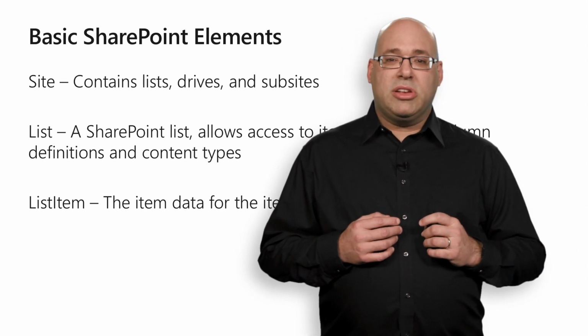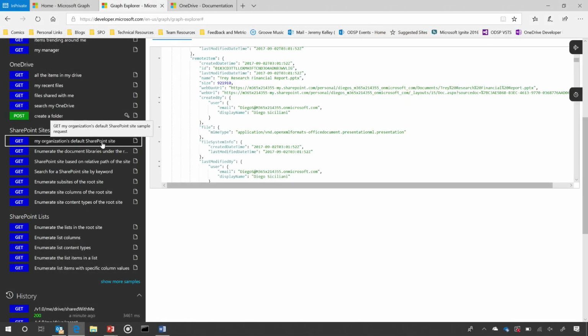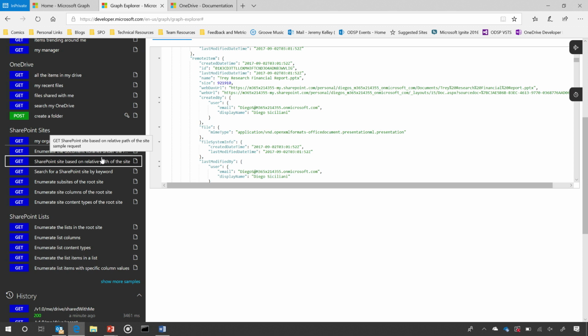Let's go back over to Graph Explorer and see what we can find that would be useful to us. Everything in SharePoint lives in a site somewhere. So the first thing I can do is either get the default site for my tenant or do a simple search for a site. If I knew the ID of the site, I could also access it directly. Let's do the search scenario.